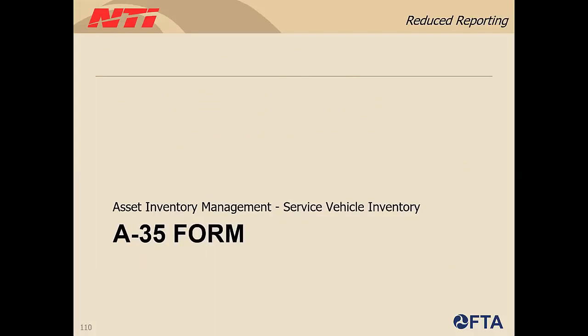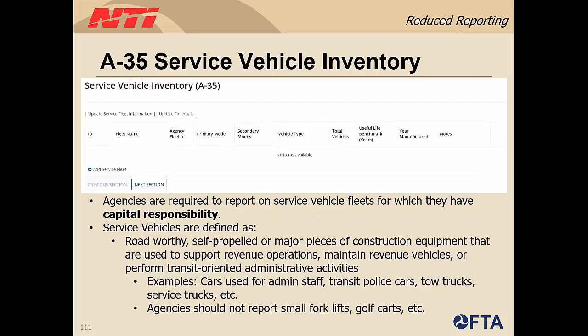Next, we will cover the 835 service vehicle inventory form. The 835 form is where you report your agency's non-revenue vehicles that support your service. You should report all service vehicles for which your agency has capital responsibility. Service vehicles are roadworthy, self-prepared, or major pieces of construction equipment that support revenue operations, maintain revenue vehicles, or perform transit-oriented administrative activities.